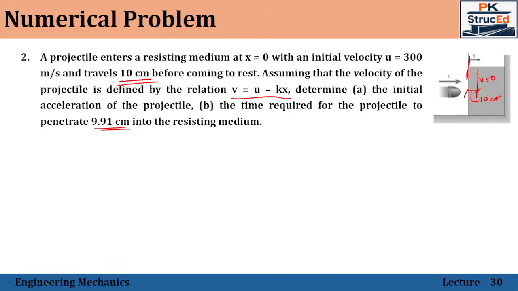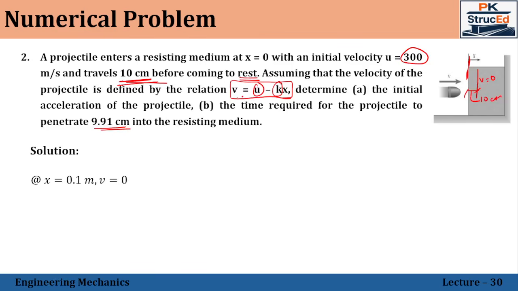Okay, now here you can see the relationship which has been given as v is equal to u minus kx. Here u is given as 300 meter per second. One more thing is that k is a constant that we are supposed to calculate, for which the boundary conditions have to be taken. So what is the boundary condition here? It is given that it travels 10 centimeter before coming to rest. That is at a distance of 10 centimeter, v is equal to 0. That is at x is equal to 0.1 meter, v is equal to 0.